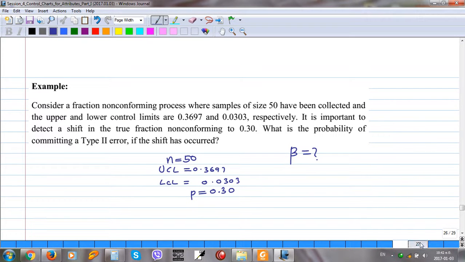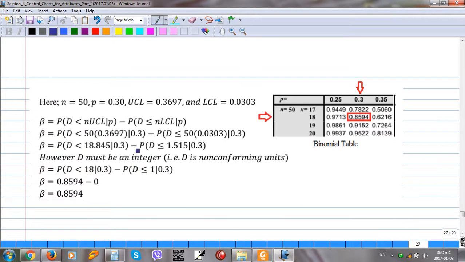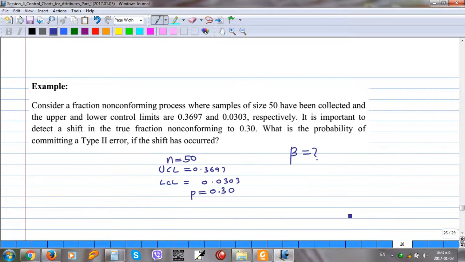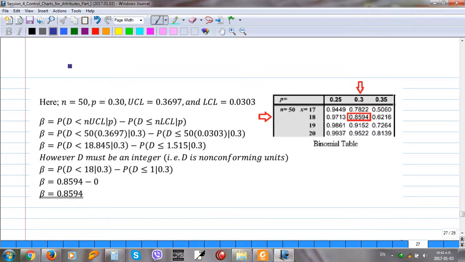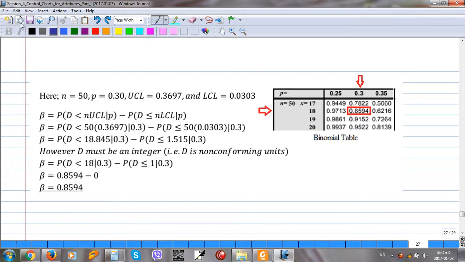Right, so this is the solution. So n equals 50, p equals 0.3. We wrote those things here, right? Okay, and so this is the equation. P(d ≤ ...) with n equals 50, so you can substitute 50 there. Then the upper control limit 0.3697, yeah, that's correct.